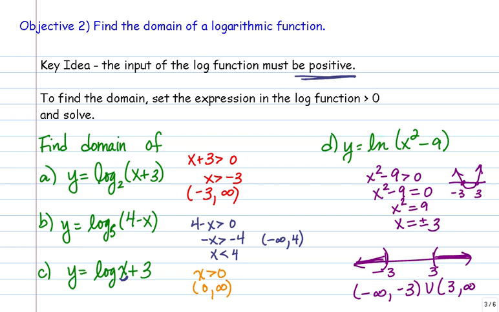Now if you don't like using the parabola, you could plug in a point like negative 4. Negative 4 squared is positive 16, minus 9 is 7, which is greater than 0, so that checks. And then plug in 1 for each of those other regions.